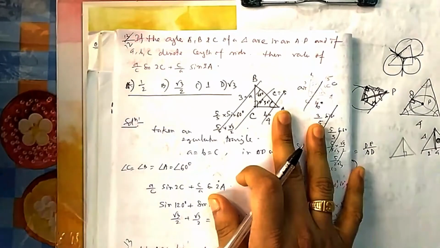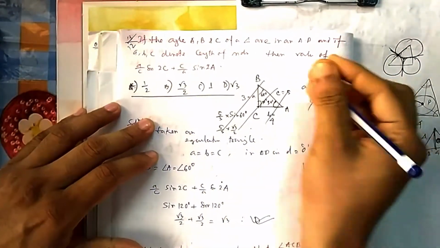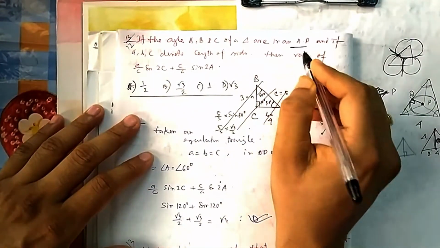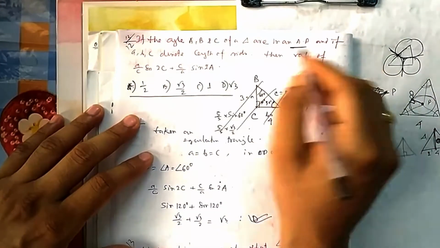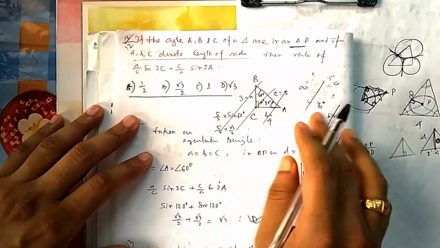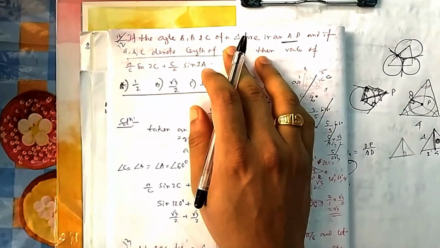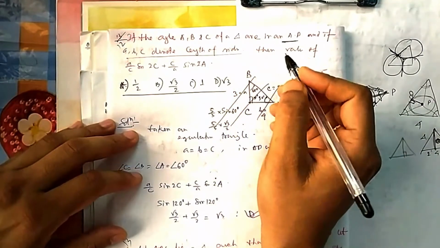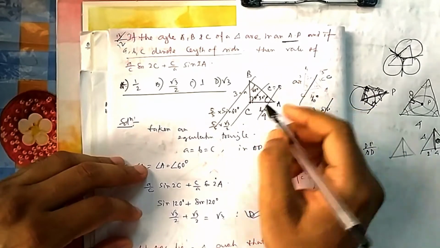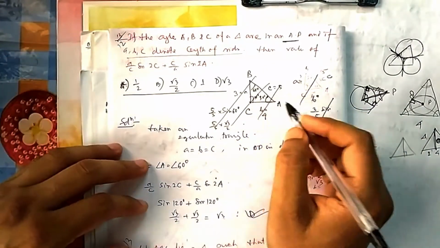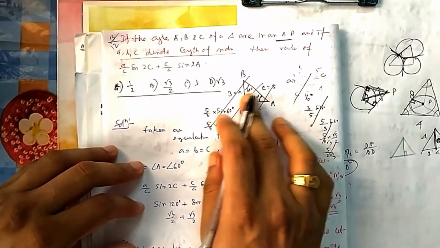Now if you come to 12. If the angles A, B, C of a triangle are in AP, the angles are in arithmetic progression, and a, b, c denote the lengths of the sides, then the value of this one they are asking. So again, this is a general approach. You can take any triangle whose angles are in AP. So what are the options? You can take a right angle triangle of side 3, 4, 5, angle 60. Angle you can take, not 3, 4, 5. You have to calculate what will be the angle.